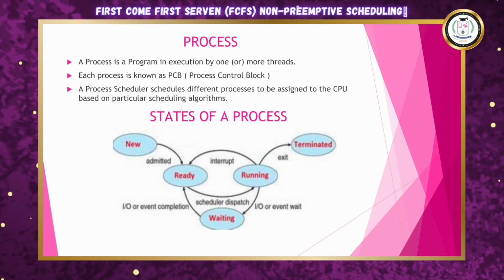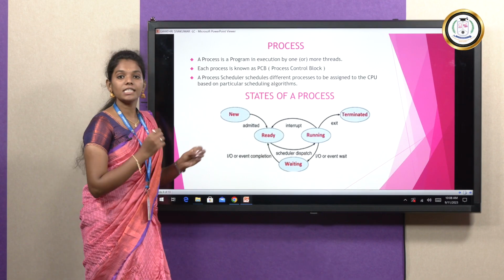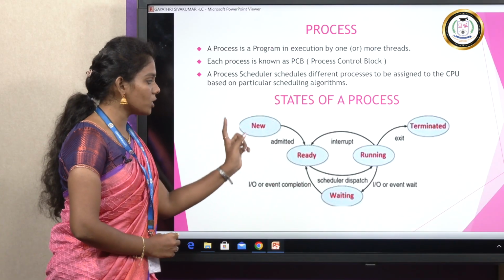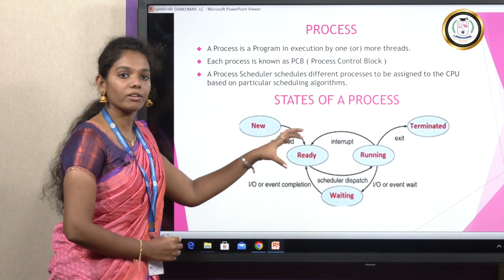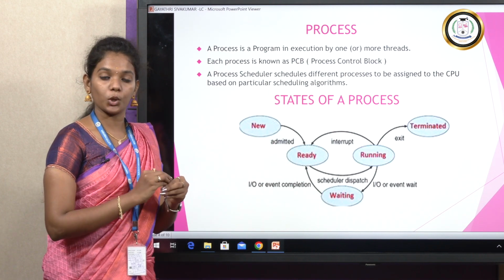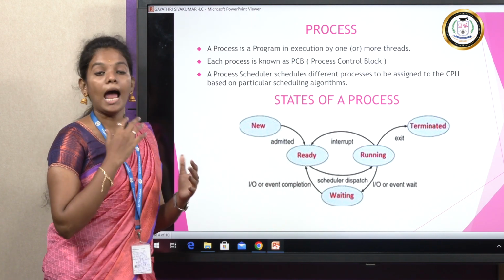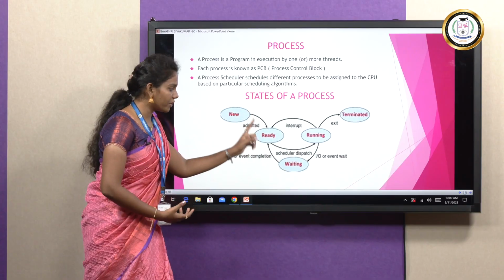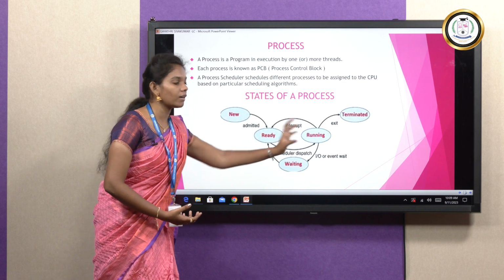So here are the important states of a process. The first one is new. New is the initial state of the process which has been created. And from here the process moves to the ready queue. Ready means a process is ready in the queue to be assigned a processor, and it waits for the OS to allocate it. And from ready it goes to the running state.